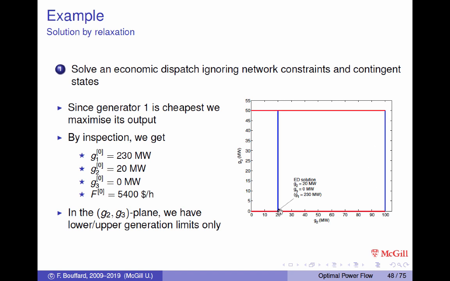And clearly here, the cheapest possibility is to have us running, as I mentioned in the previous slide, G2 at 20, G3 at 0, and G1 at 230. So this is the solution of the economic dispatch. The cost of running the system in this dispatch solution is $5,400 per hour. Okay, so we're good. So first step is done.